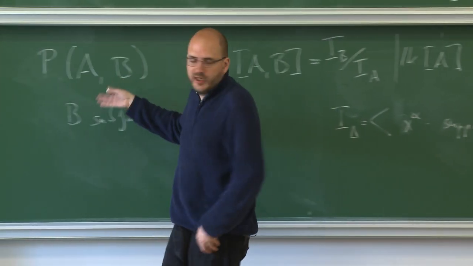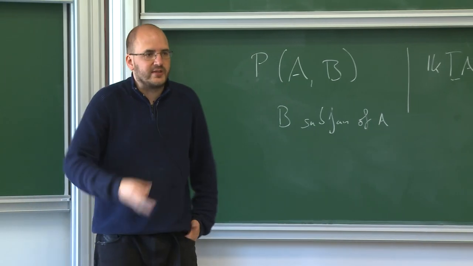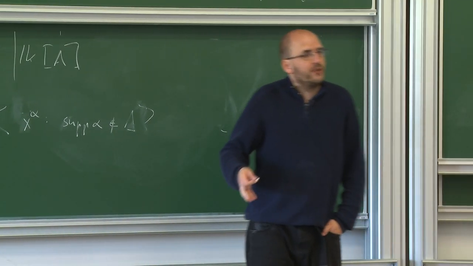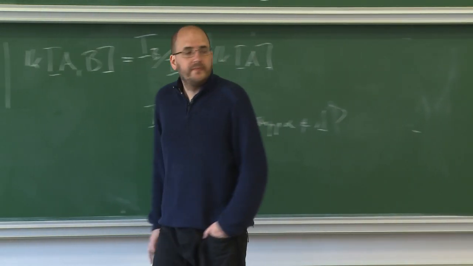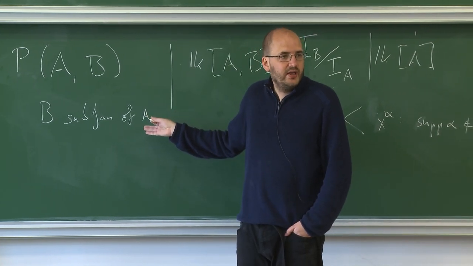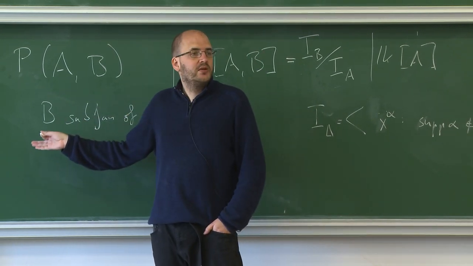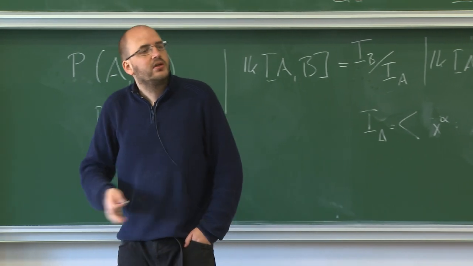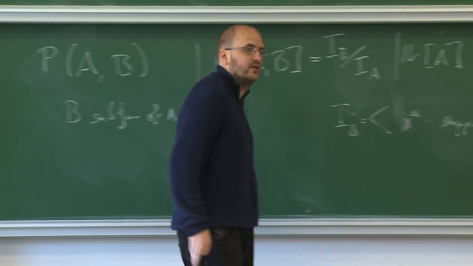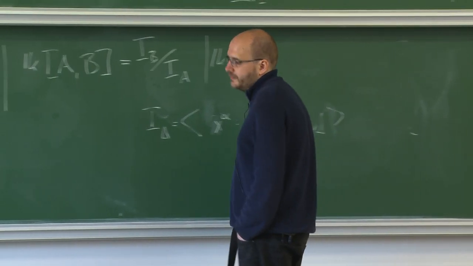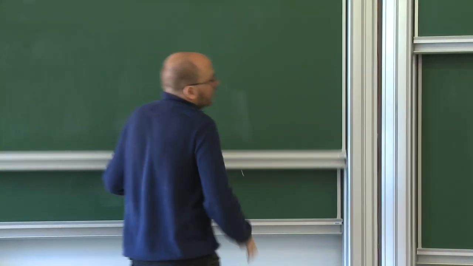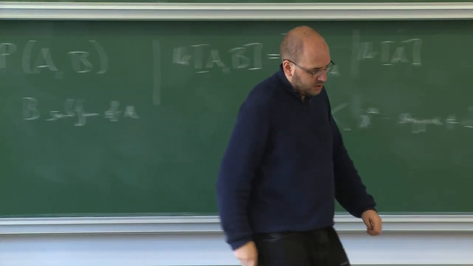And here it's more natural. You have a big fan, you have a space of piecewise polynomials, and you look at those that vanish on this subfan. B is a subfan of the fan A. You have the piecewise polynomials on A, and you look at those that vanish on B. I gave you two ways of thinking about the relative object. And now I want to write down some short exact sequences.